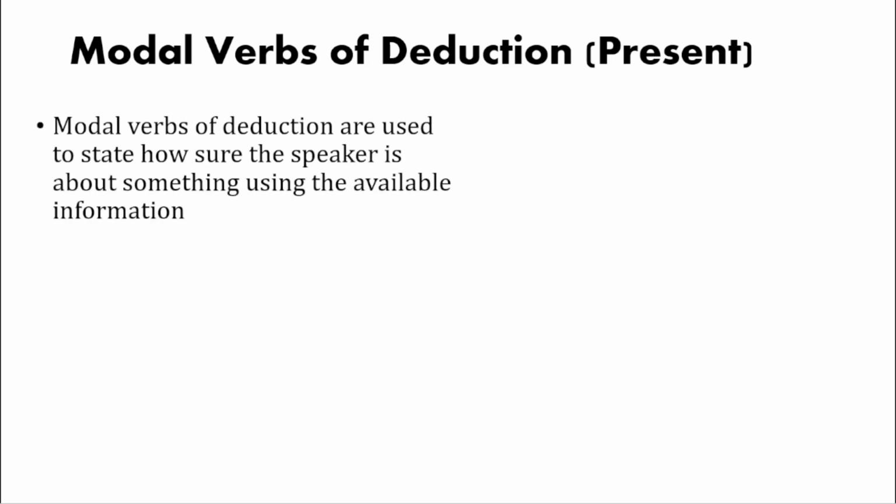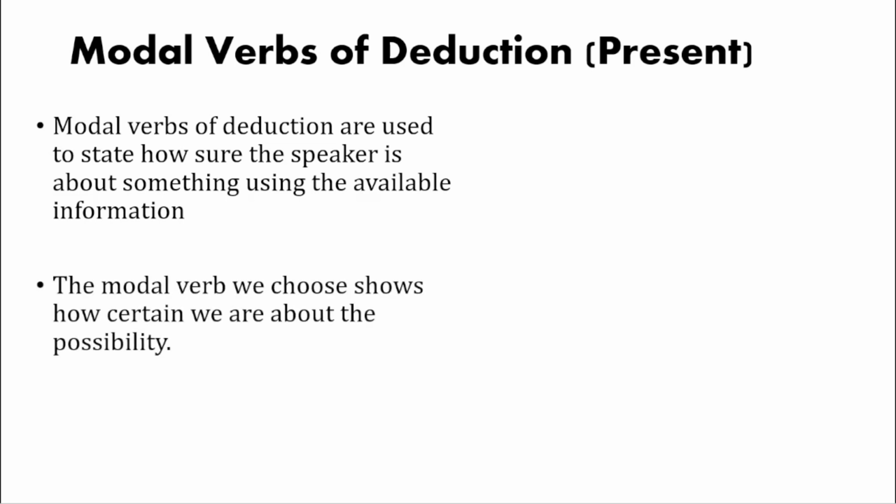Okay, we'll focus on modal verbs of deduction for the present time. Modal verbs of deduction are used to state how sure the speaker is about something using the available information. The modal verb we choose shows how certain we are about the possibility.